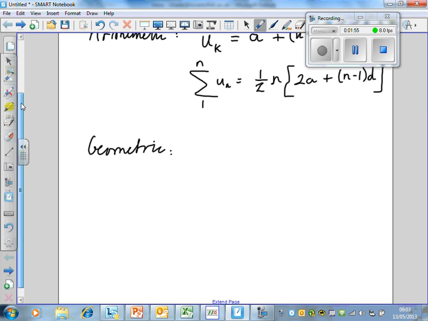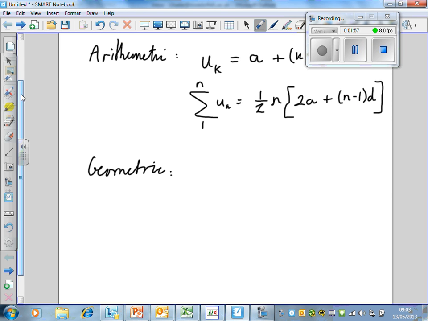Okay? They're the two main formulas you need to remember for an arithmetic sequence. Geometric. Now, the rule for the kth term here is a, the first term, multiplied by r to the k minus 1, where r is the common ratio. The geometric sequences get multiplied by a constant amount.